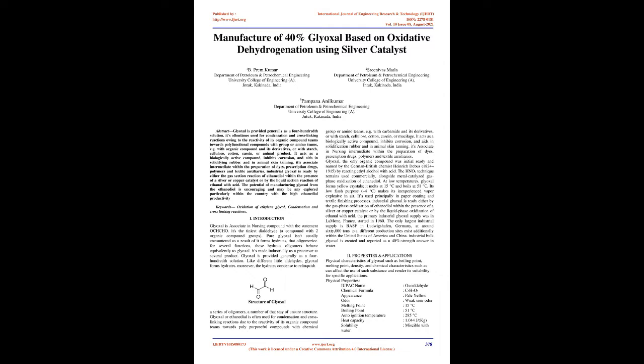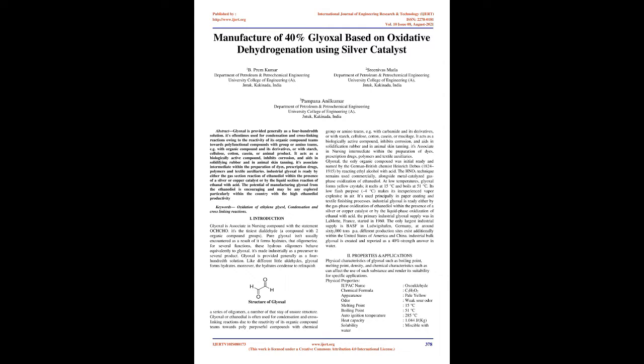Glyoxal or ethanediol is often used for condensation and cross-linking reactions due to the reactivity of its aldehyde groups towards polyfunctional compounds with hydroxyl or amino groups, e.g. with urea and its derivatives, or with starch, cellulose, cotton, casein, or mucilage. It acts as a biologically active compound, inhibits corrosion, and aids in solidifying rubber and in animal skin tanning. It's an intermediate in the preparation of dyes, pharmaceuticals, polymers and textile auxiliaries.